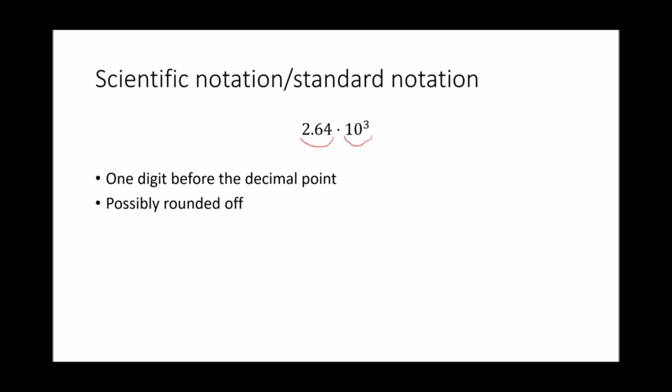The number may be rounded off. There may be more numbers after, in this case, the 4. But in this case, it was chosen to round off at 2 decimals. And as I said, it will always have a power of 10 that tells you how large, how big the number is. So let's have a look at an example for large numbers.